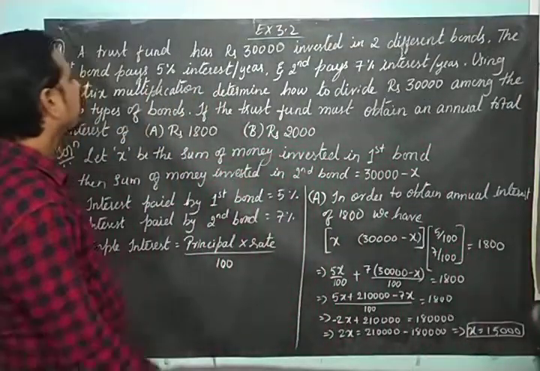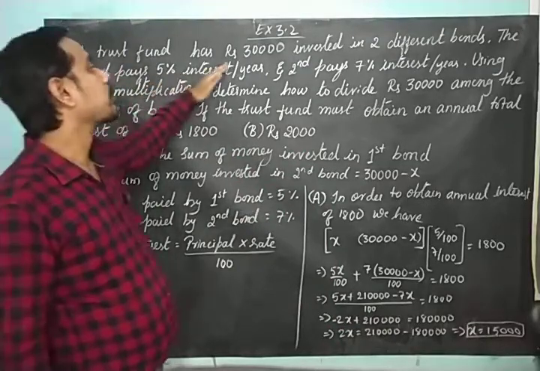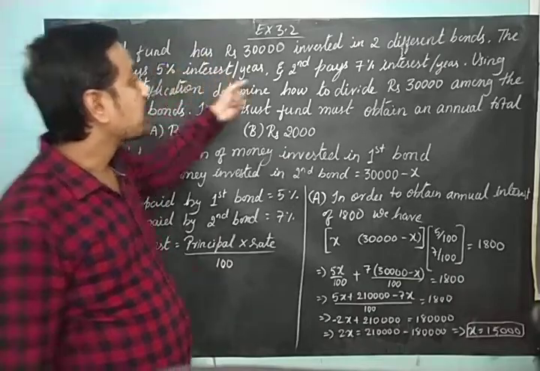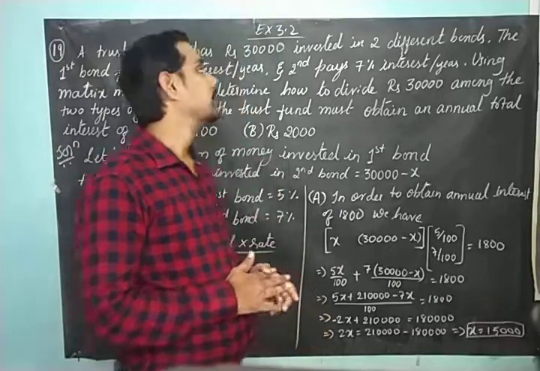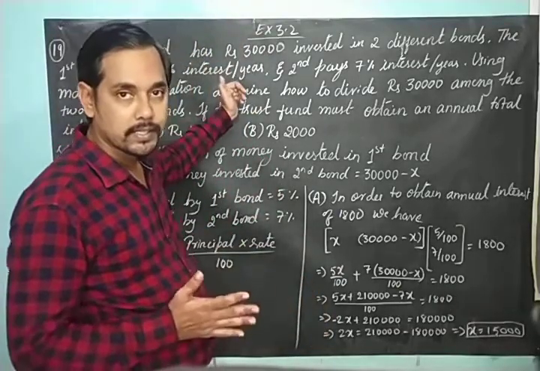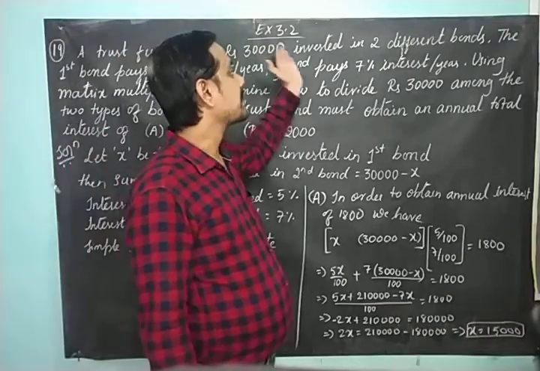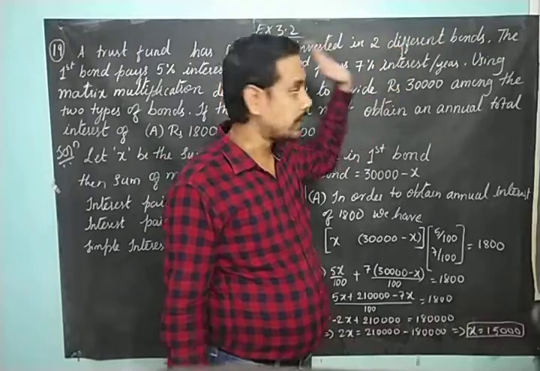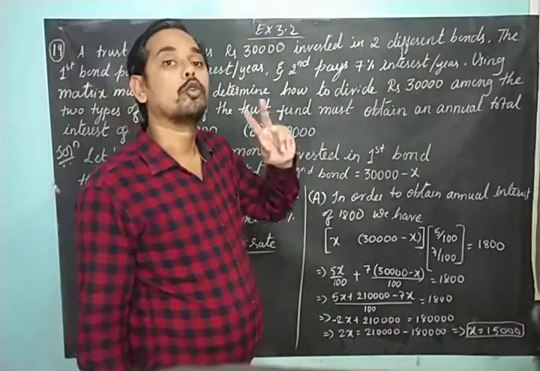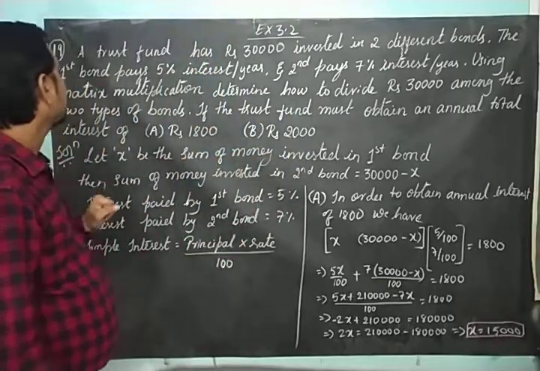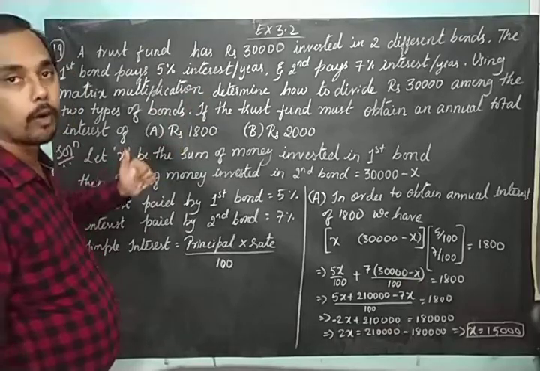What is given here? A trust fund has rupees 30,000 invested in two different bonds. Bonds means different schemes, right? So here there is a trust which has 30,000 rupees, and it has invested that 30,000 rupees in two different bonds, right? So let us see what the different bonds or schemes are, and how much they will pay.